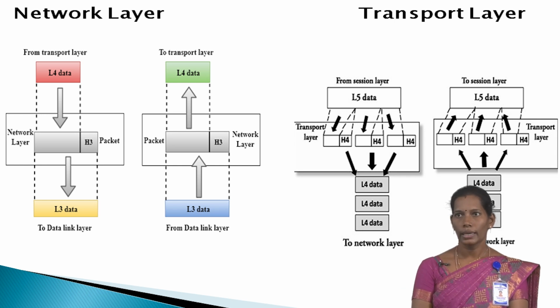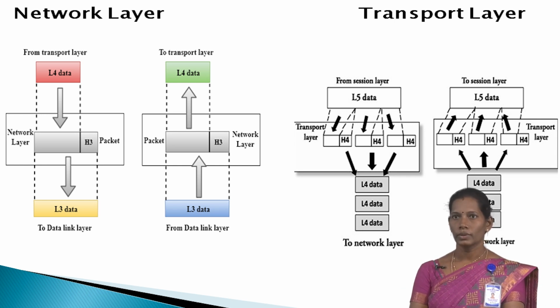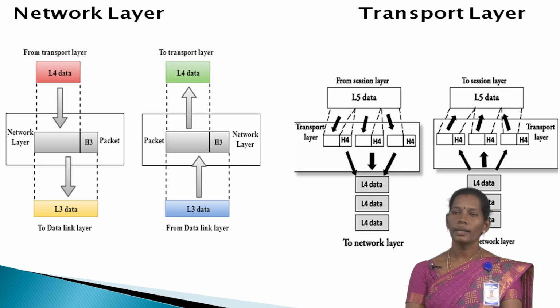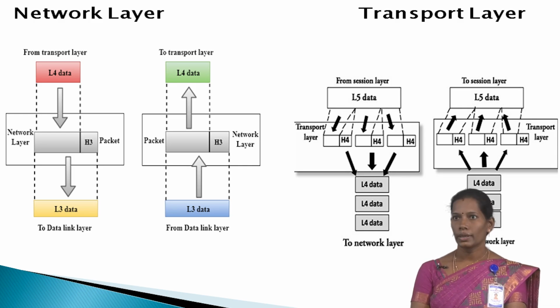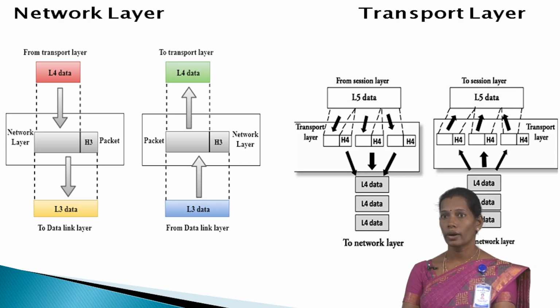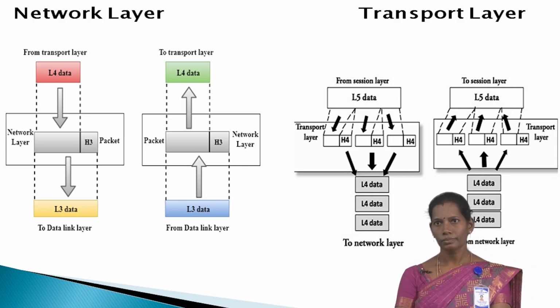When the transport layer receives the message from the upper layer, it divides the message into multiple segments, and each segment is assigned a sequence number that uniquely identifies each segment. When the message has arrived at the destination, the transport layer reassembles the message based on the sequence numbers.